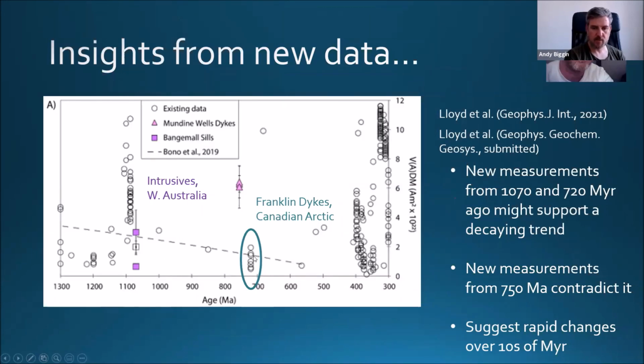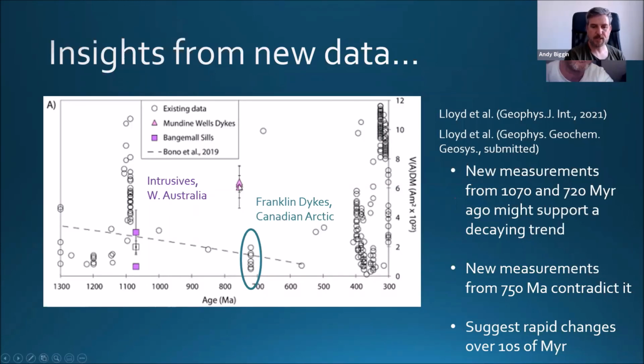But then we went to Western Australia with Lee, and we sampled the Mundine Wells dikes and the Bangemall sills. And these were tricky to get any data from, but we did manage to get some. And this is a paper that's submitted to G-Cubed. And the Bangemall ones showed low data, nearly the same age as the mid-continent rift, which shows all these high paleointensities. But these showed somewhat lower values, more in keeping with this trend. So this all looked kind of promising.